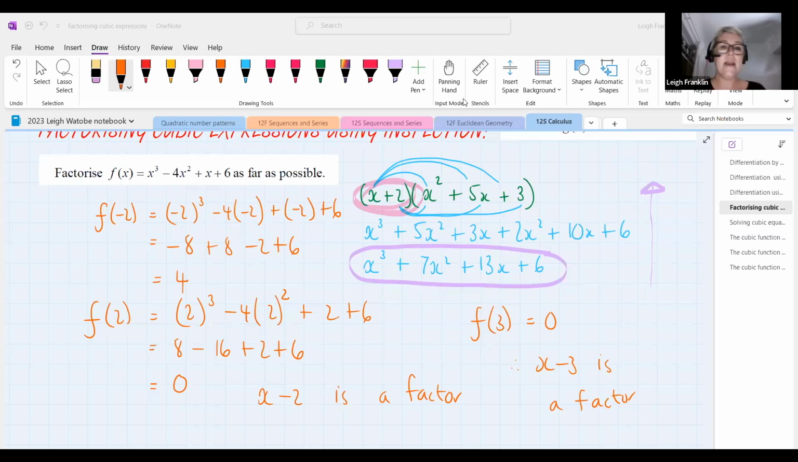I'm also saying x minus 3 is a factor, because if you sub in a 3, you get a 0. Let's just check that. 4 times 3 squared plus 3 plus 6 equals... no, you do get 0. x minus 3 is a factor.